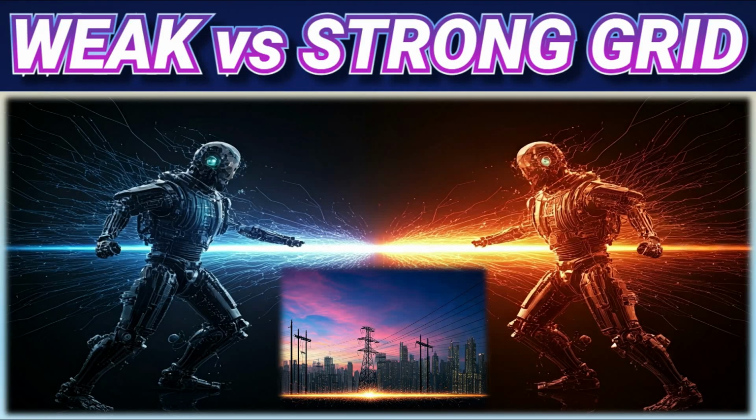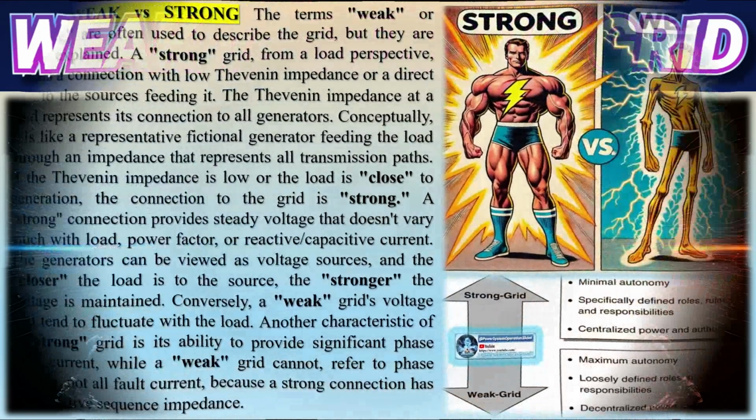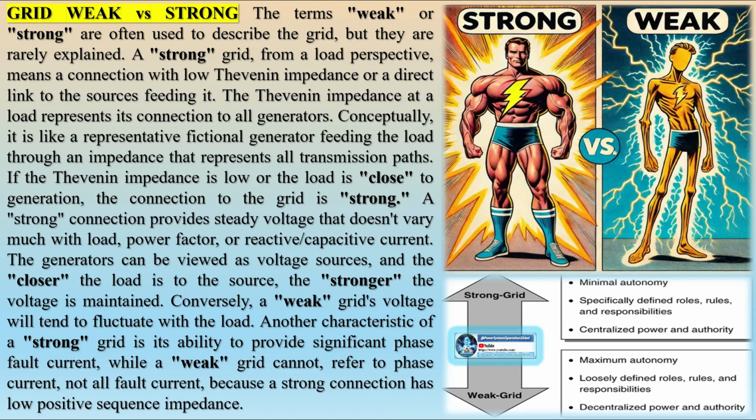Grid weak versus strong. The terms weak or strong are often used to describe the grid, but they are rarely explained. A strong grid, from a load perspective, means a connection with low Thevenin impedance or a direct link to the sources feeding it. The Thevenin impedance at a load represents its connection to all generators. Conceptually, it is like a representative fictional generator feeding the load through an impedance that represents all transmission paths.